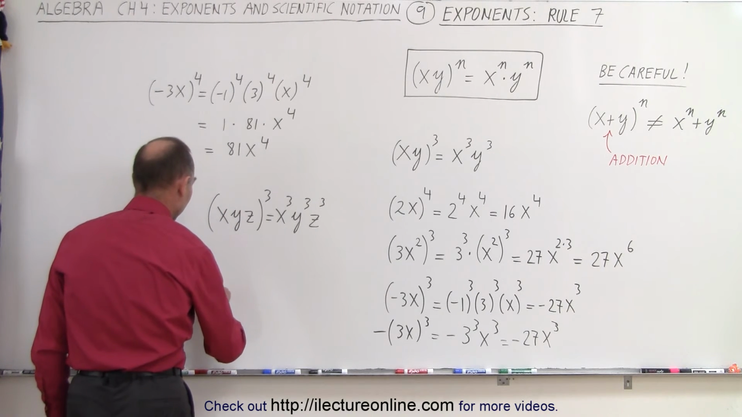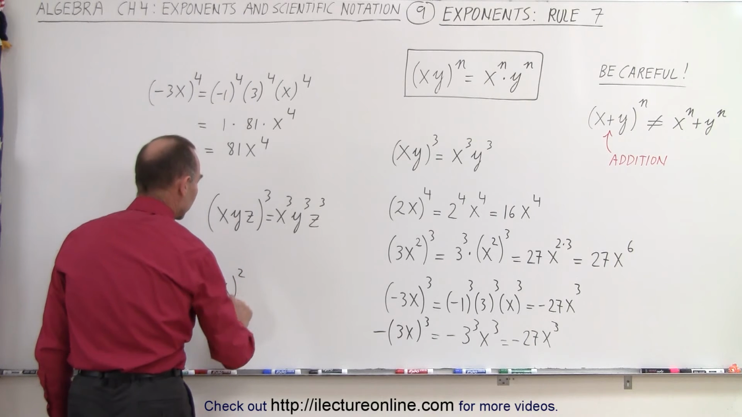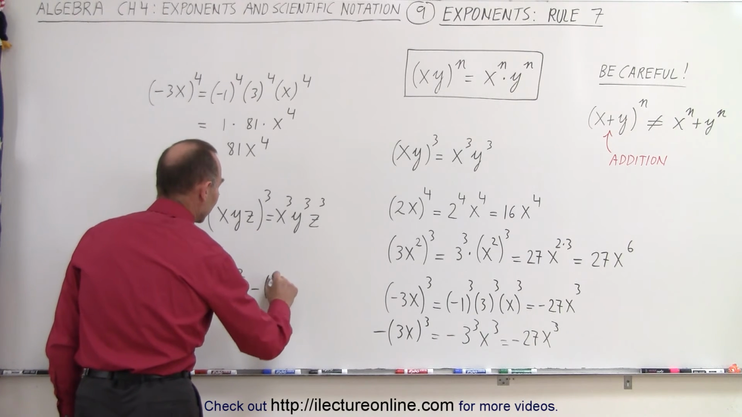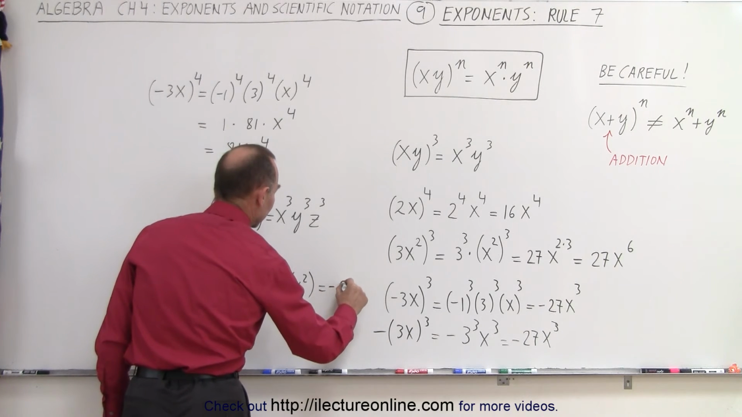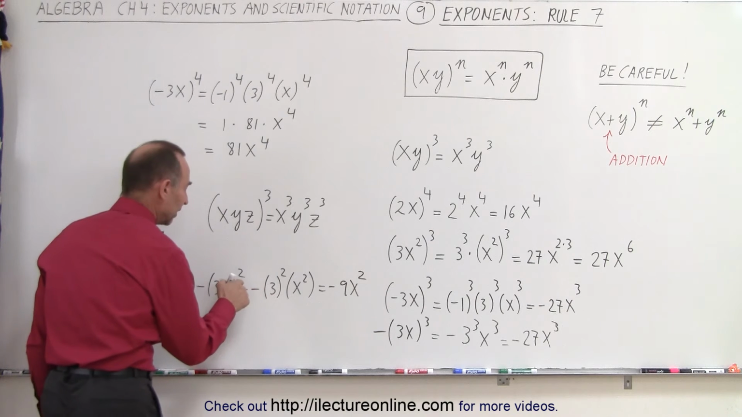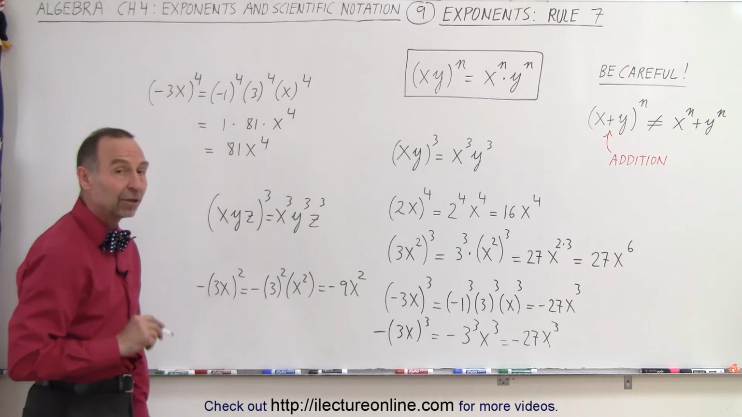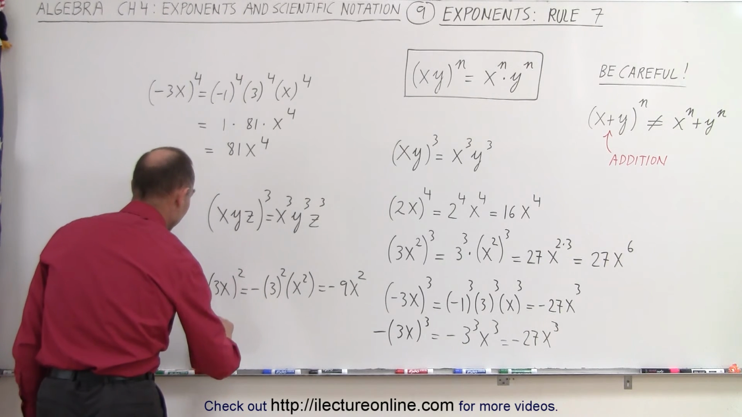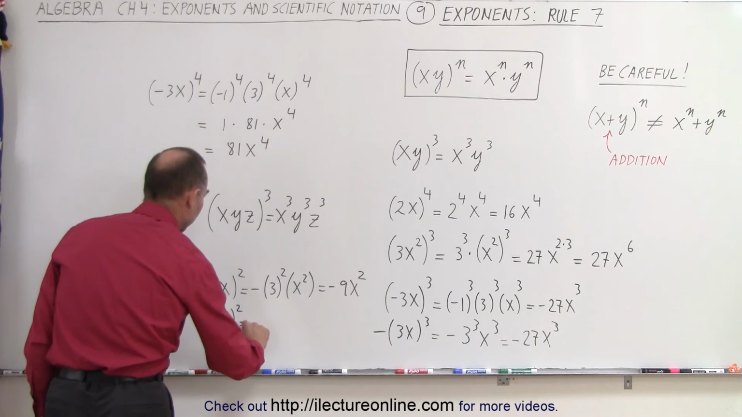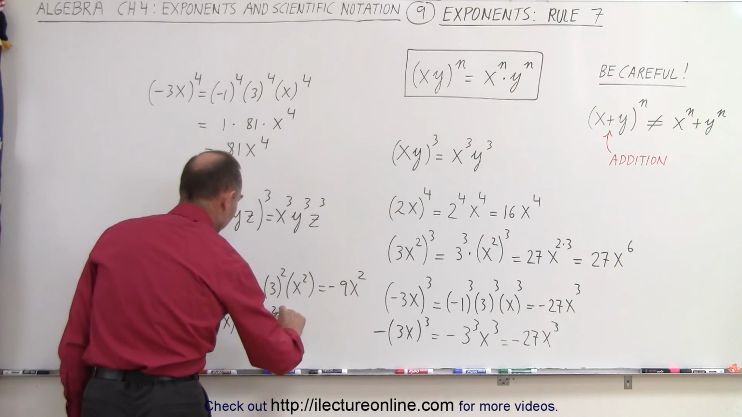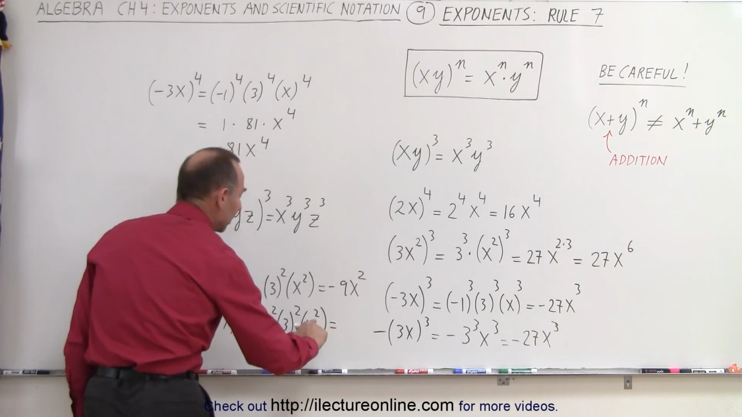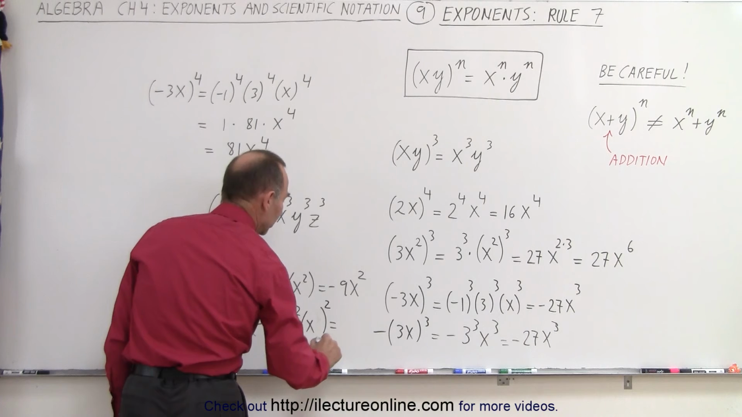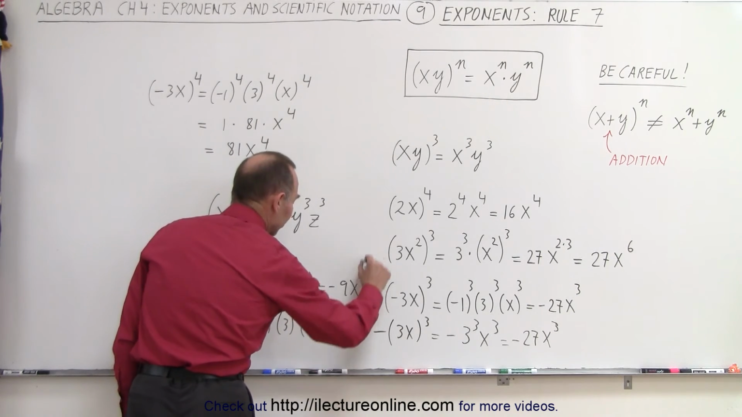So in other words, if it's negative 3x squared, this will be negative times 3 squared times x squared, and so this becomes negative 9x squared. And notice that even though it's an even exponent, it does not apply to the negative sign because it was not inside the parentheses. If, however, it is negative 3x quantity squared, that would be negative 1 squared times 3 squared times x squared, and this would indeed be a positive 9x squared.